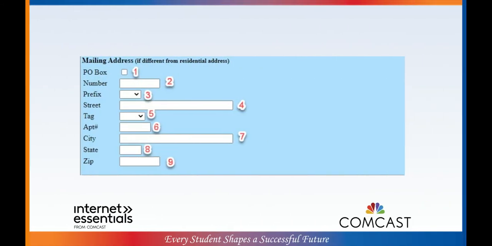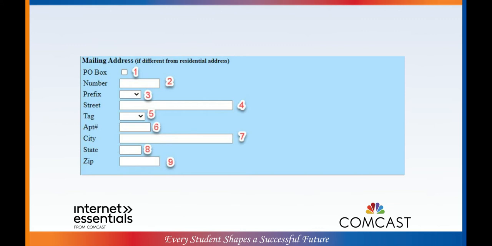The next section is for your mailing address. You only need to fill the information in this section out if you receive mail at a different address than where you live. So skip this if the above address that you entered is where you also receive mail. If the address you entered before is the same, you can skip this section.